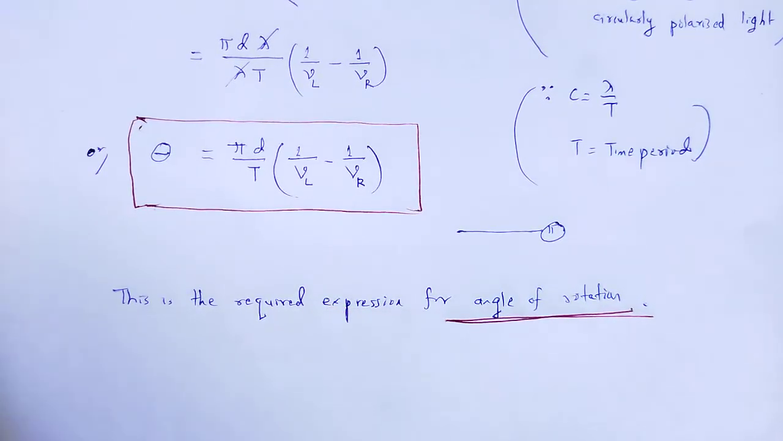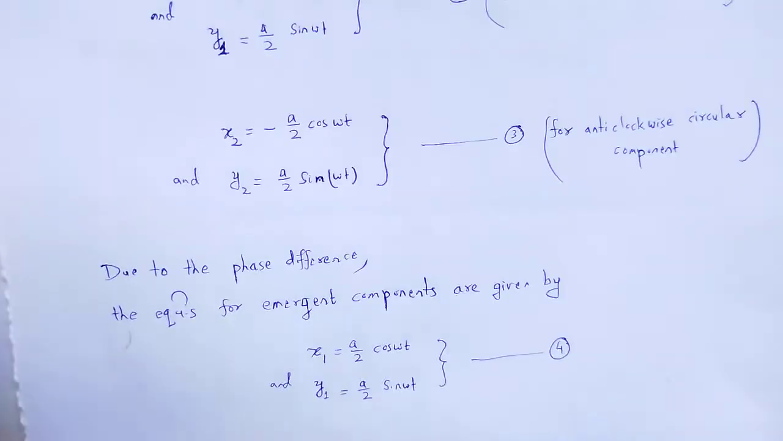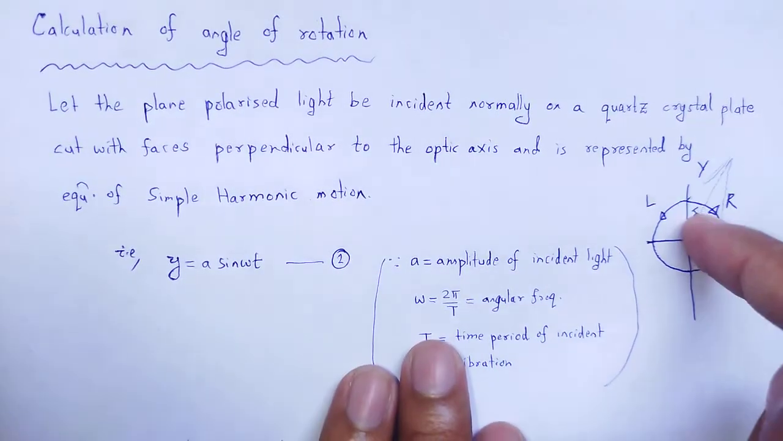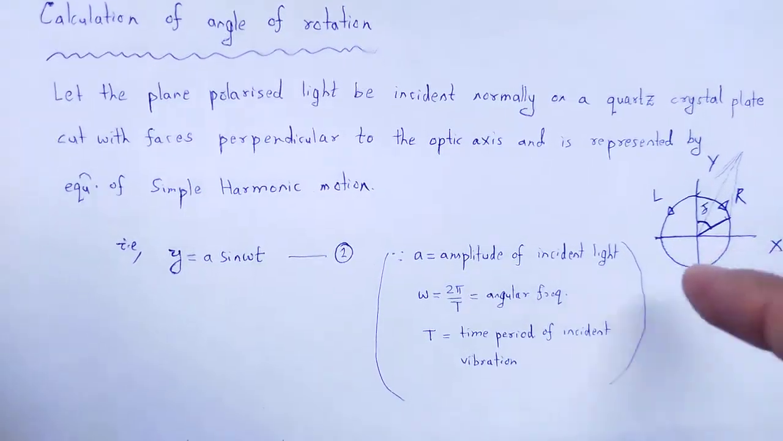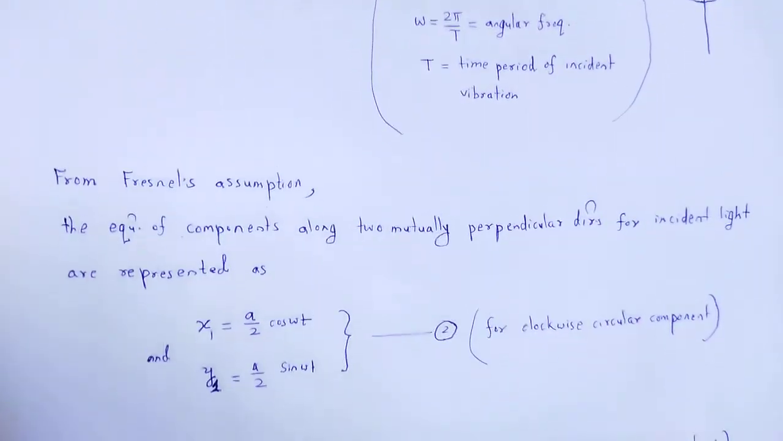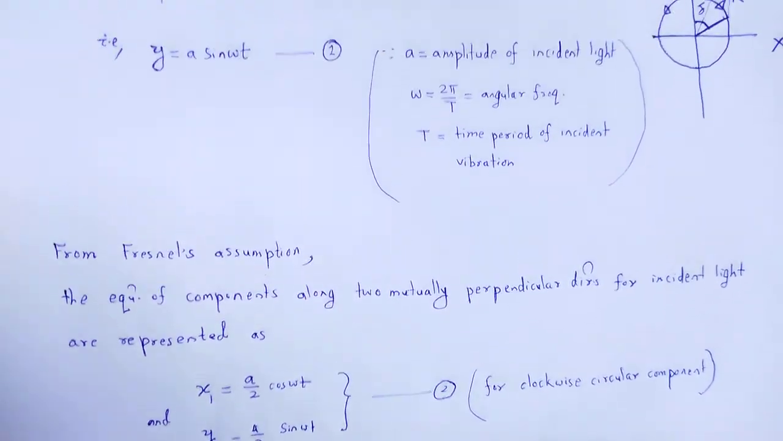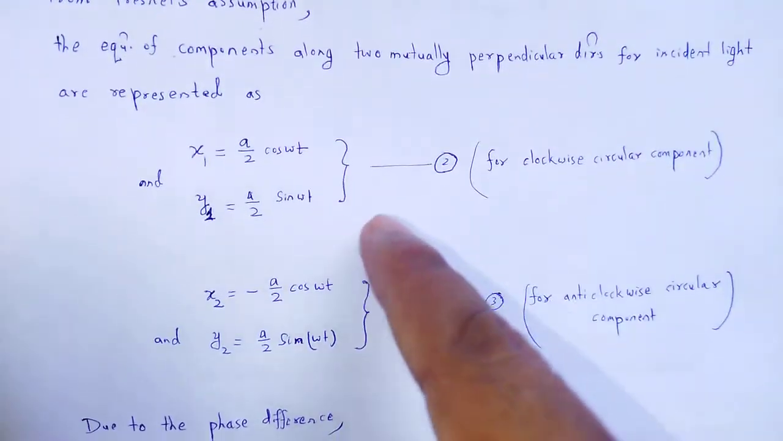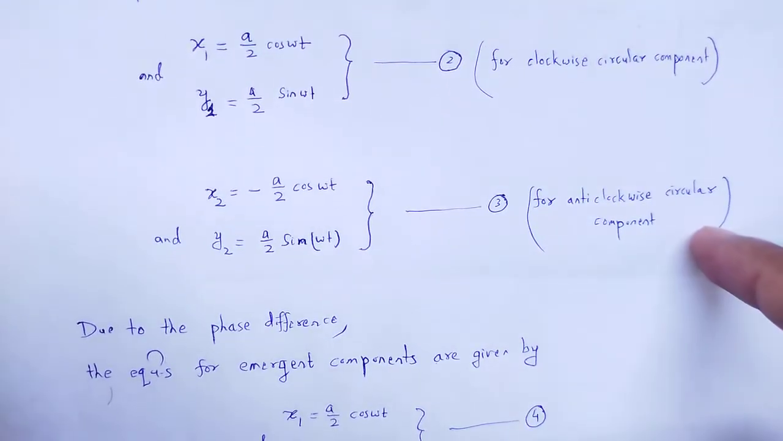So by using Fresnel's theory, we evaluate the angle of rotation as plane polarized light is incident normally on a quartz crystal. So the expression is simple harmonic. Then by using Fresnel's assumption, it is divided into two circularly polarized components. The components are given as clockwise and anti-clockwise.